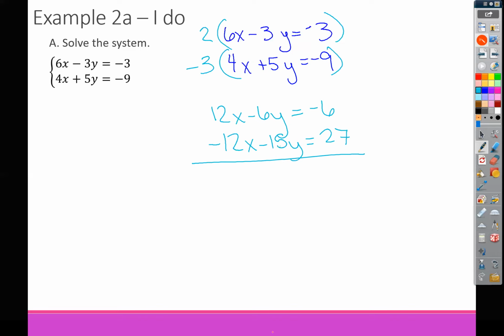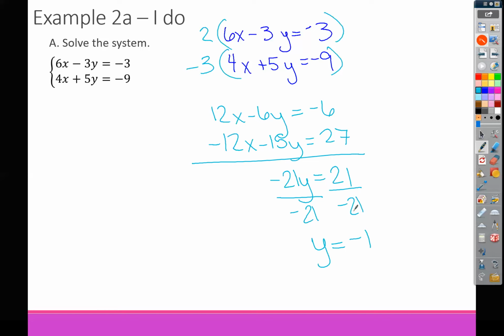So when I add those together, the 12x's would eliminate. Negative 6 minus 15 is negative 21y. Negative 6 plus 27 is 21. I isolate the y, so I'm going to just divide both sides by negative 21, and I would get y equals negative 1.